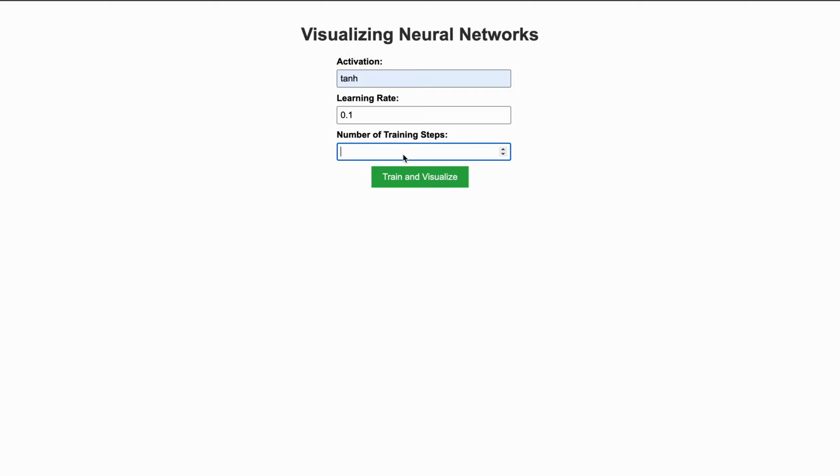As for the number of training steps, this defines how long the network trains. More steps allow the network to refine its decision boundary and gradients, but it may overfit if trained for too long. I'll choose the number of steps to be 1,000.